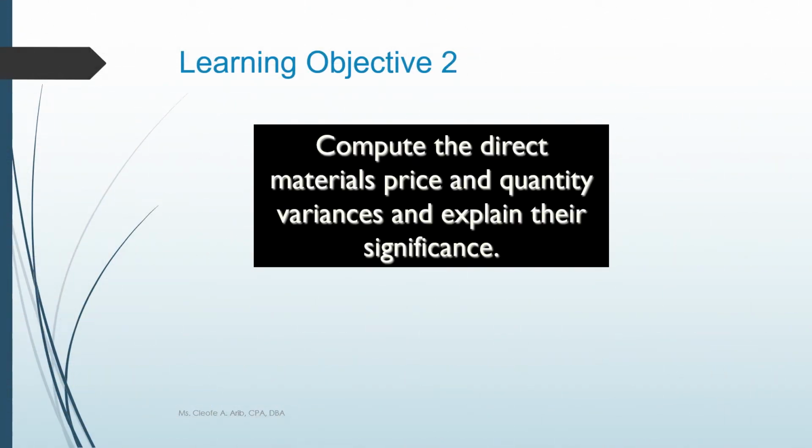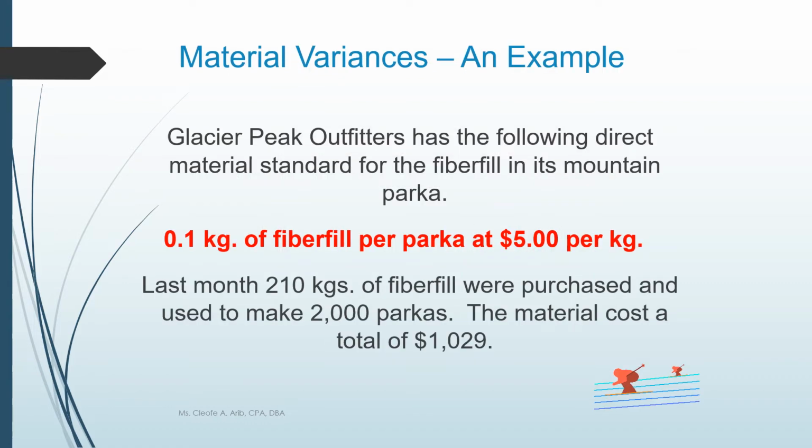Let's proceed now to learning objective 2. That is to compute your DM price and quantity variances, and not just compute, we should be able to explain their significance. Now, for us to better illustrate your material variances, let's take a look at this example.